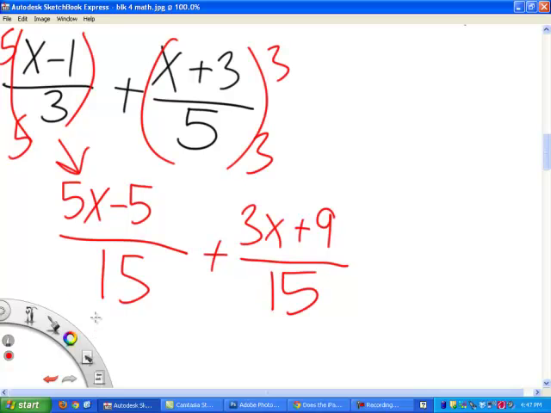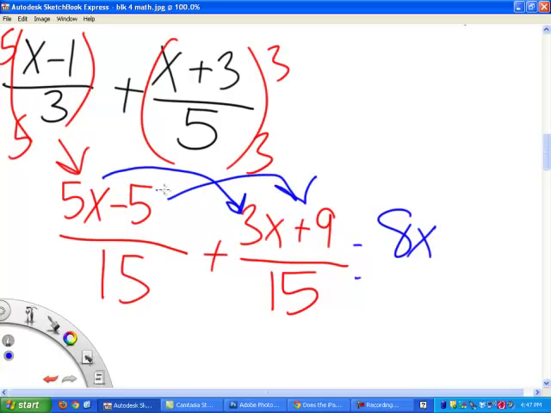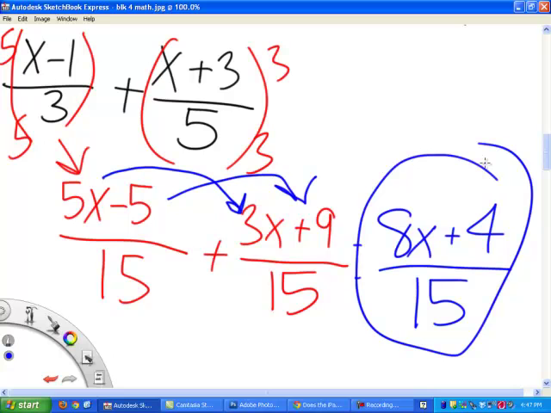So what's the next step? I can see that 5x plus 3x is going to give us 8x when we're combining like terms. Negative 5 plus positive 9. 9 minus 5 is going to give us positive 4 over 15. And here's our answer.